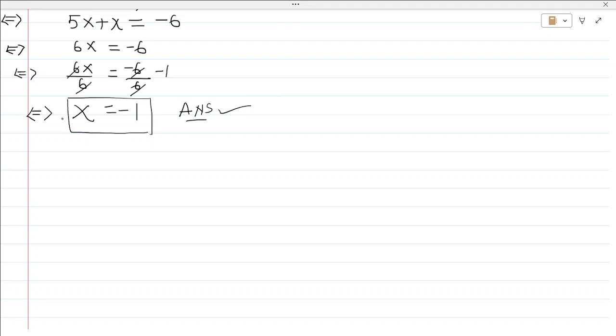Let us take another example. I'm taking one more example, question number 5. It is given 3 upon x minus 2 minus 2 upon x minus 3 is equal to 4 upon x minus 3 minus 3 upon x minus 1.